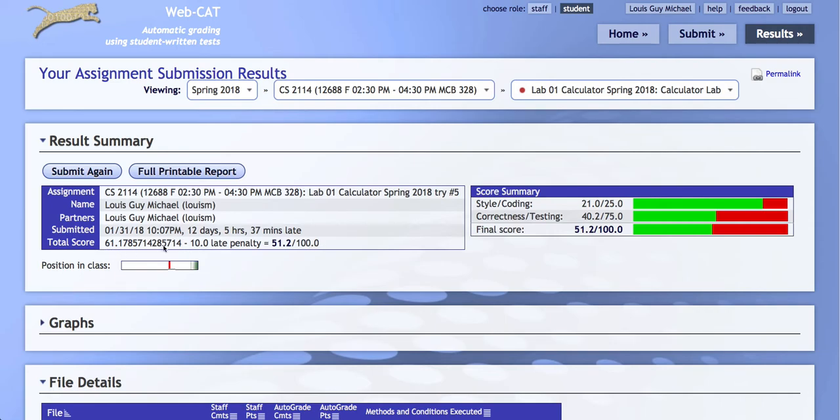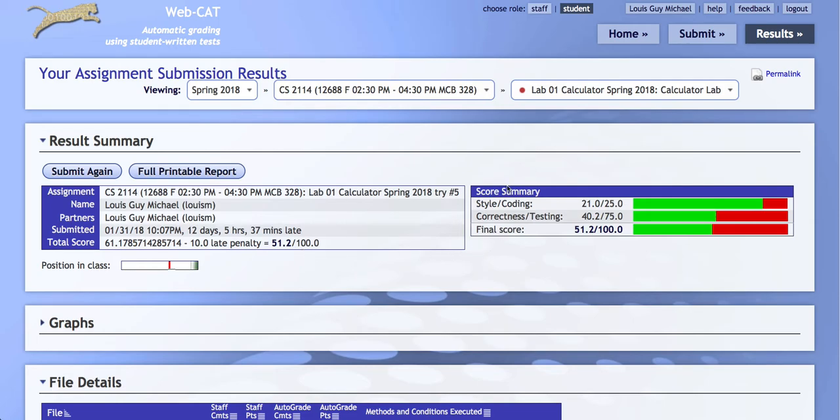So this total score is two pieces right now because I submitted this late. This is a lab, so I submitted it outside of the 2 hours permitted for my lab. The lab was 2:30 to 4:30 on a Friday, and I submitted mine 12 days late. Because I submitted outside of this window, I get this 10-point late penalty. Without that 10-point late penalty, I would be getting a 61, and between those two, I can see my final score is 51.2 out of 100.